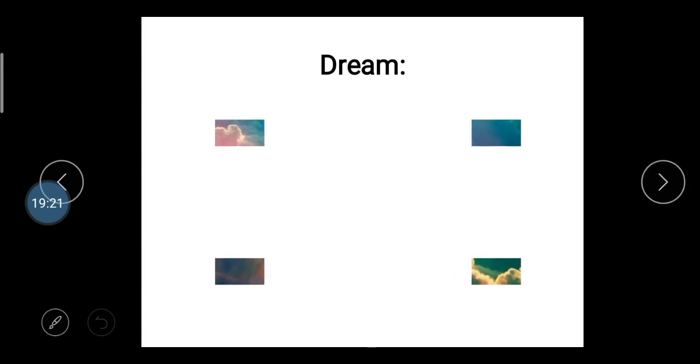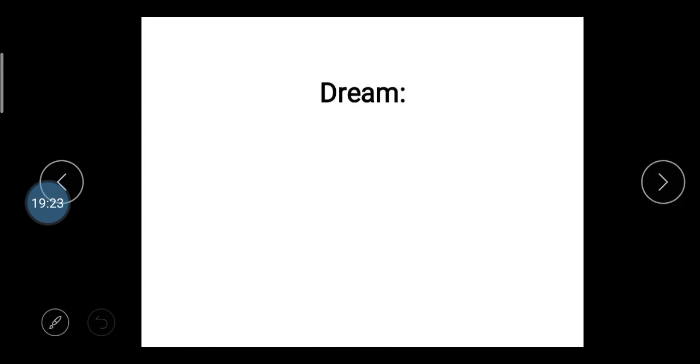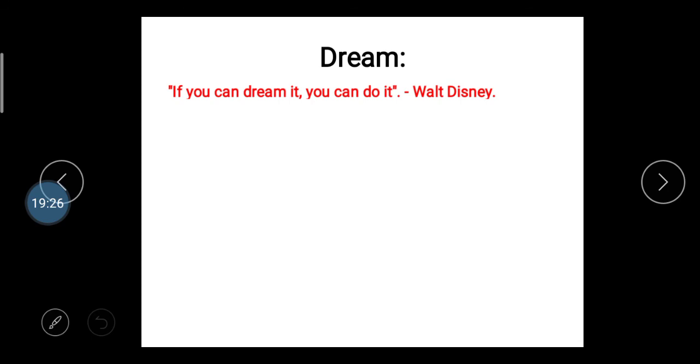Here is a quote regarding dreams: if you can dream it, you can do it. This quote is attributed to Walt Disney, whom you may also know, a very famous artist who made very good cartoon films. Walt Disney is a very important and familiar personality, and he said that if you can dream, then you can do it.